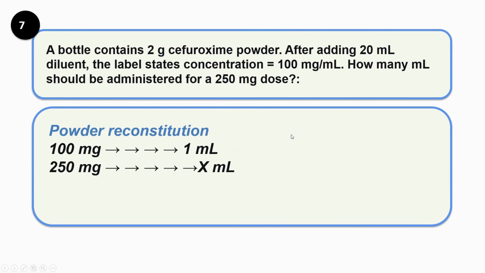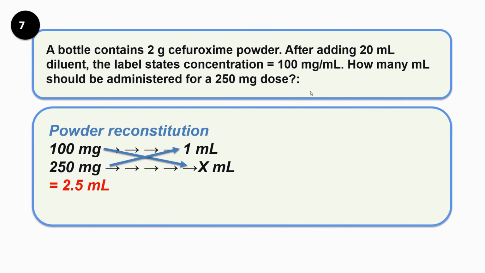Let's solve how to do it. Basically, here you have final concentration is 100 milligram for 1 mL, and you need 250 milligram. So X how many mL? So again, do the same cross multiplication by pointing arrow to the X. So then cross divide them. So your answer would be 2.5 mL.